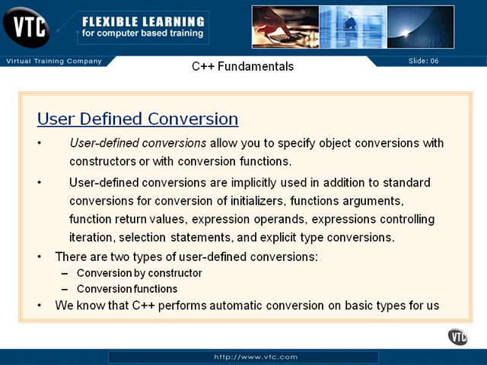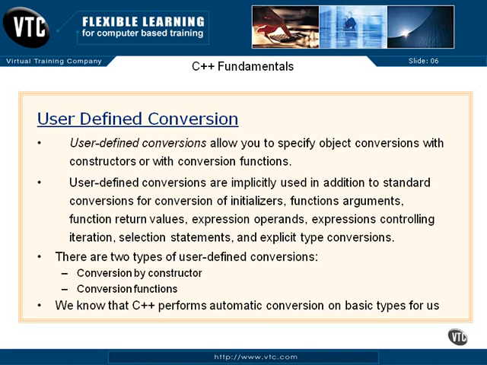Well, a user-defined conversion is when the compiler has no idea how to convert something to something else. Most specifically, how to convert a type to an object, and that's what we're going to do. The user-defined conversion lets you specify how an object converts either with constructors or with a conversion function. The user-defined conversions are implicitly used. They're not called like a cast would be. They are just used when they are used in code.